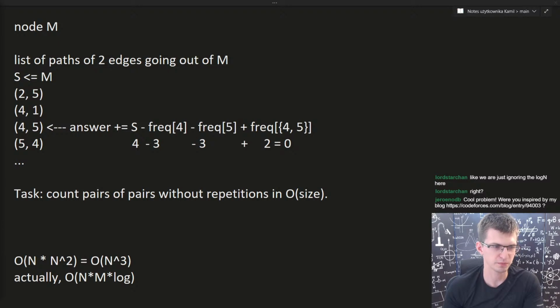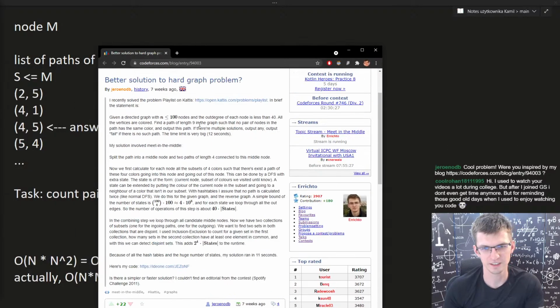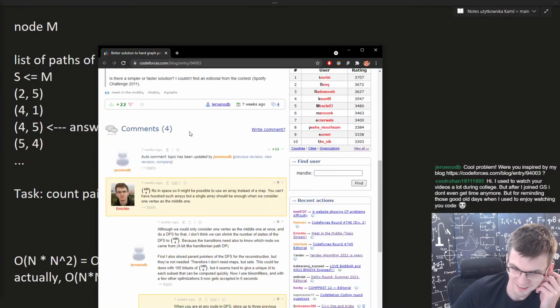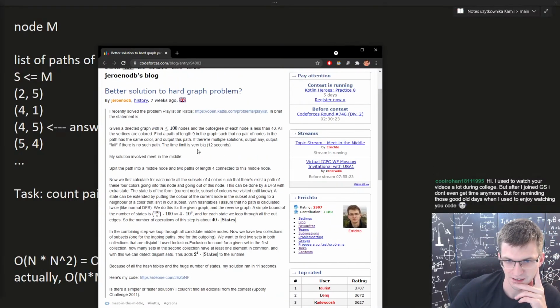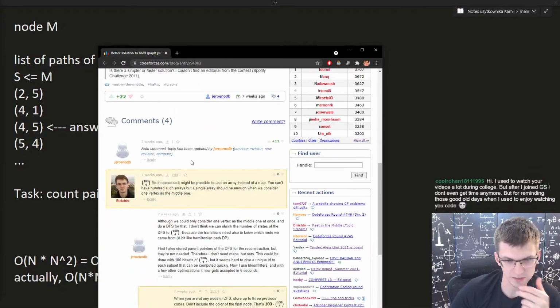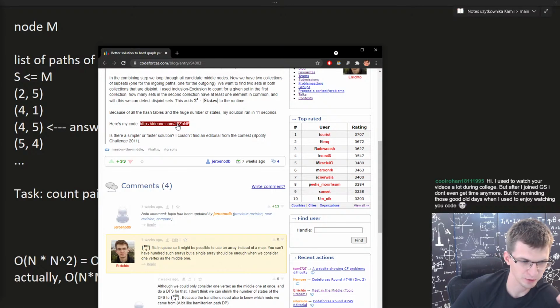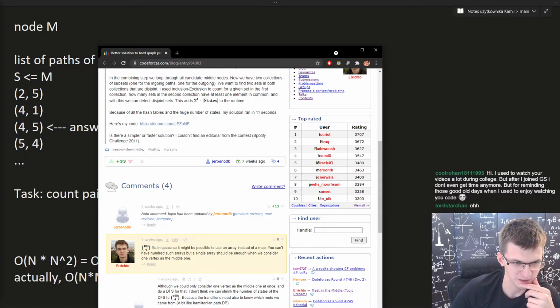Were you inspired by my blog? Better solution to hard graph problem. Oh, I see that in this blog you're mentioning there is my answer. Oh, so we have a problem like this. Find a path of length 9. That's a nice related problem. I guess I will put the link to this one in the comments. So thank you for the link.